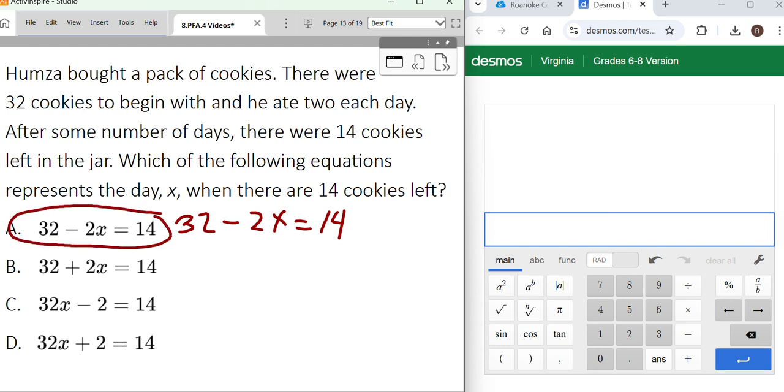Here it is right here. This is adding 2 cookies a day. That's not going to work. This is multiplying by the original amount, which definitely isn't going to work. And of course, that's not going to work either.